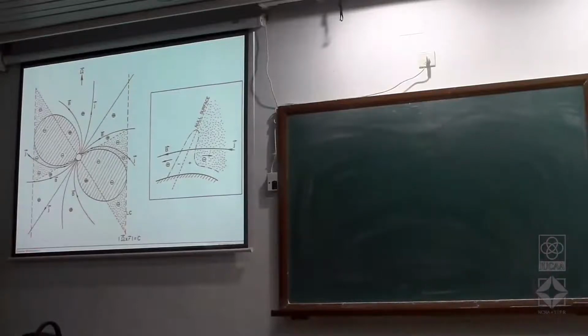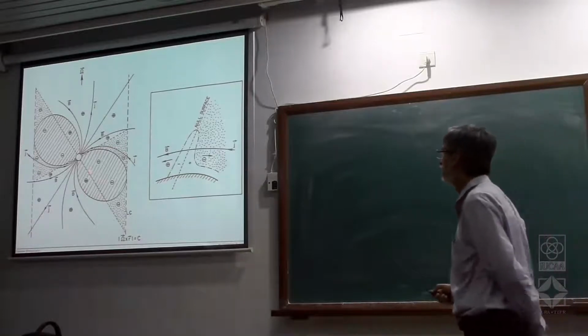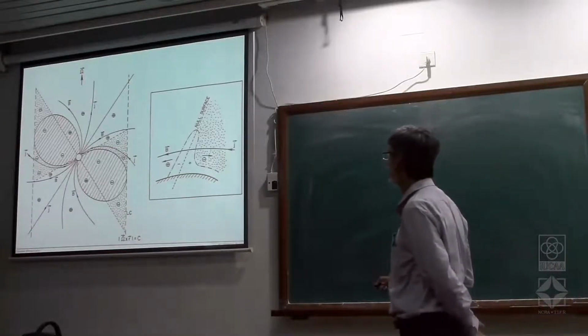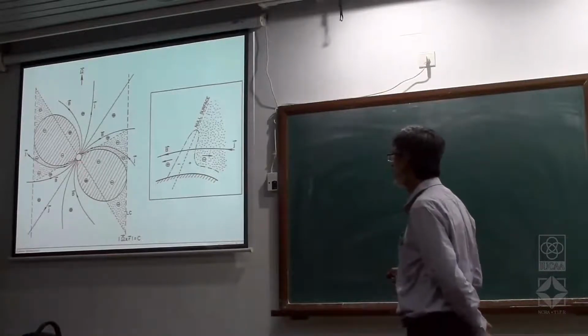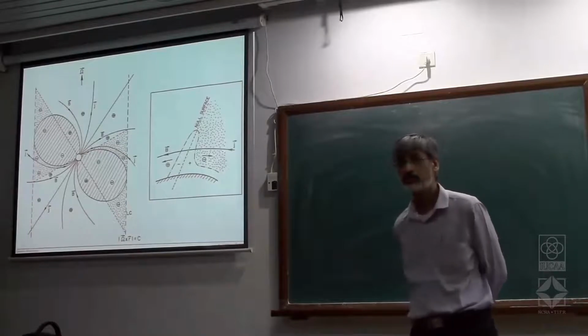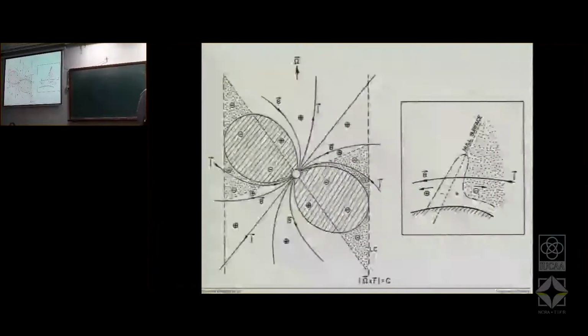You have an oblique rotator, and in the oblique rotator you have omega here, magnetic axis over there, and you have these lines of charge neutrality. So you have one sign of charge on one side of it, the other sign of charge on the other side, as far as Goldreich-Julian charge density is concerned. And in this hatched region, you have the closed magnetosphere, the field lines which close within the light cylinder.